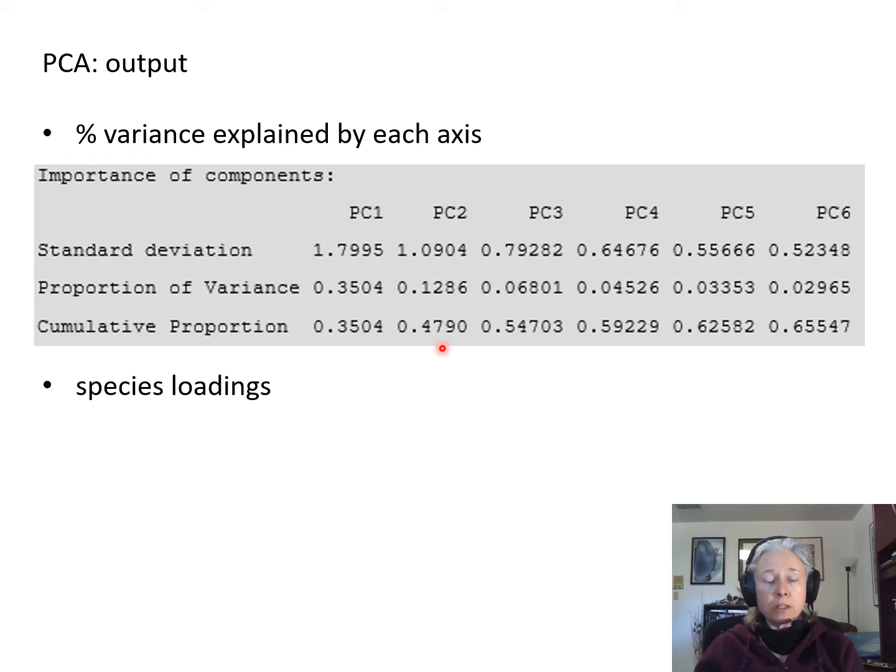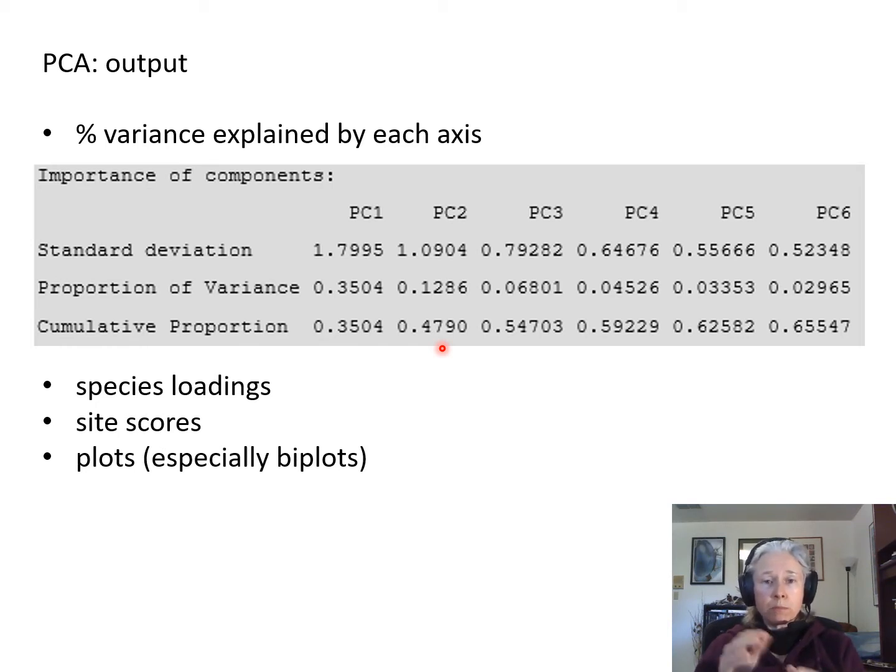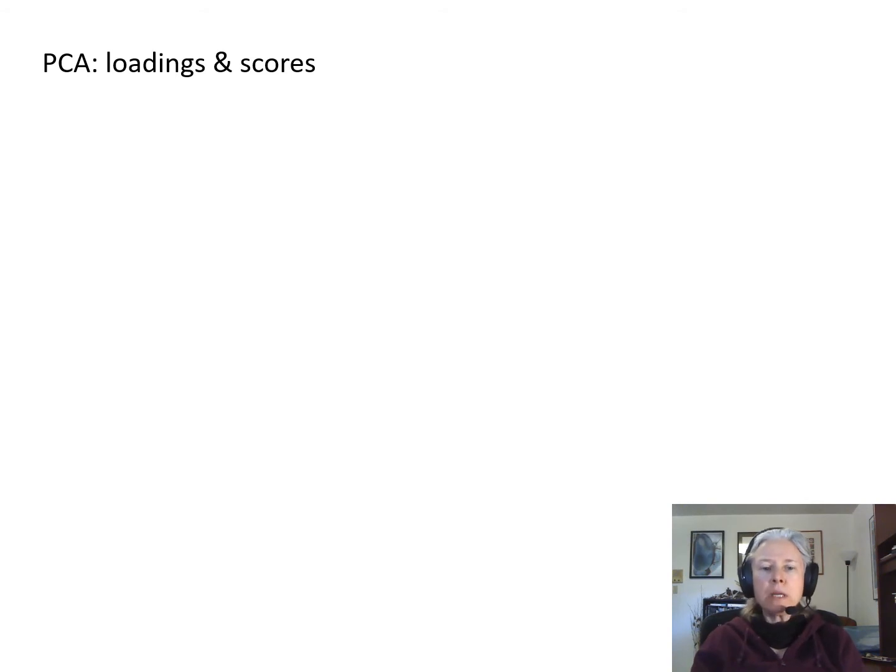Then you're also going to look at species loadings to try to identify which species are the most influential in the data set in terms of accounting for patterning in the data. You're going to look at site scores to determine which sites are the most influential. And then you're going to make ordination plots, particularly biplots, where you're plotting two forms of data simultaneously, the sites and the species. PCA loadings and scores allow you to identify which species and which sites are the ones most responsible for patterns of variance in your data.